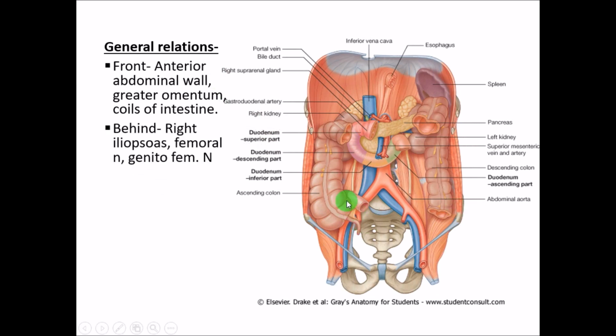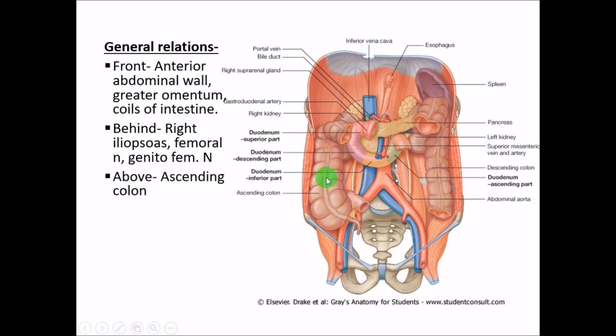Behind it will be the right iliopsoas muscle. So if you see here, this is the iliacus muscle, and here this is the psoas major muscle. Together they are called iliopsoas, which will be present behind in the right iliac fossa. Then there will be the femoral nerve running downwards, as well as the genitofemoral nerve also running downwards. All these are posterior relations of the cecum.